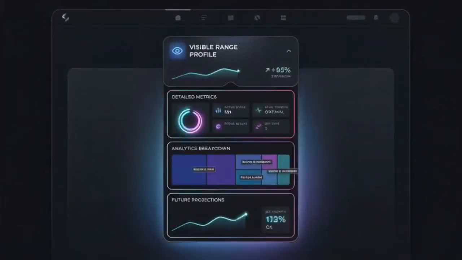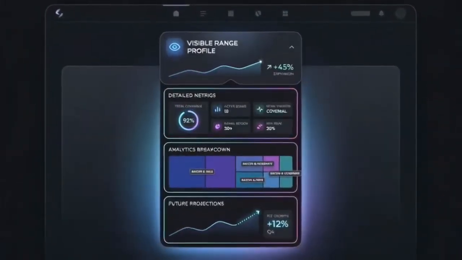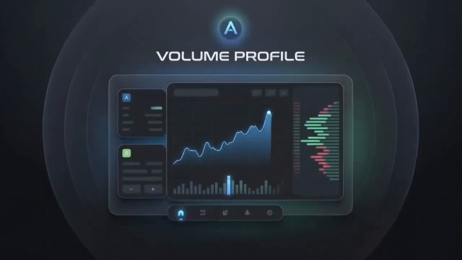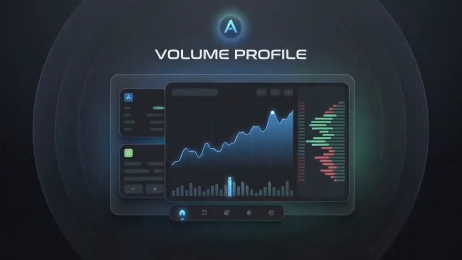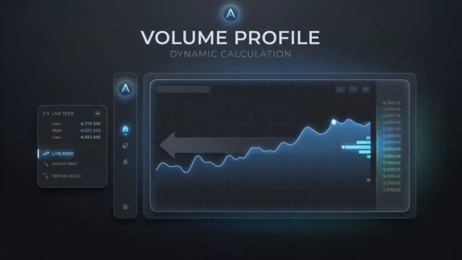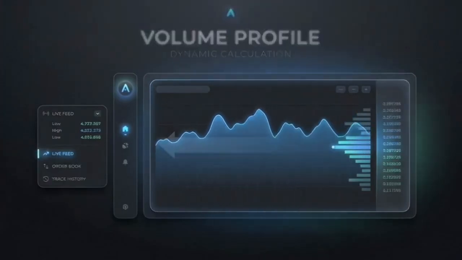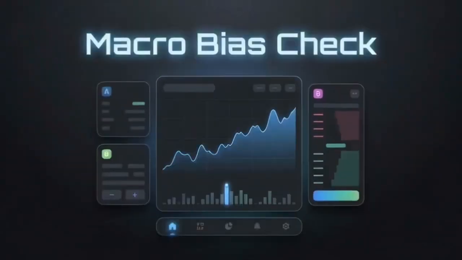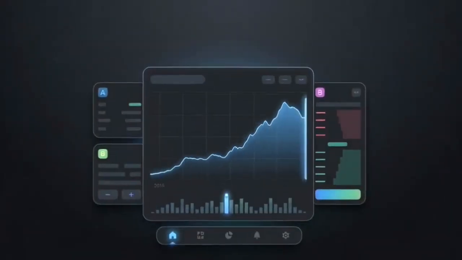Last is the visible range volume profile, which is for overall bias. The visible range profile plots across everything currently visible on your screen. No settings required. It adjusts automatically as you scroll the chart. Use this mode for reading overall market bias at the start of a session, not for individual trade entries.